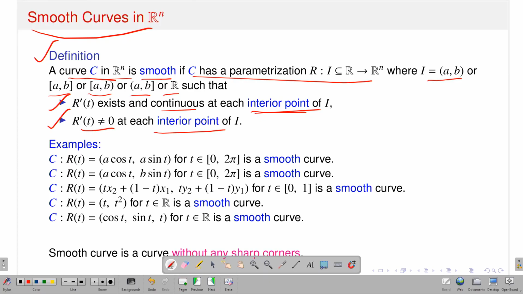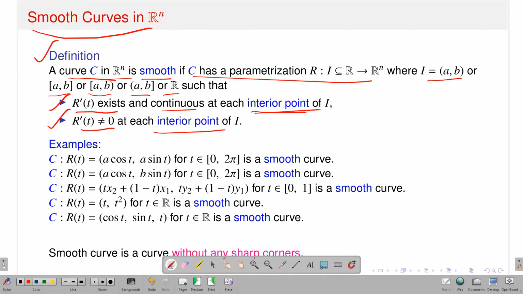Now, once I talk about a curve in Rn, it will have a parameterization. So, let the parameterization be capital R acting on some interval I, subset of R to Rn. So, that is the continuous function I want to talk about. Now, I say that this curve is smooth if capital R is differentiable, that means R prime of t exists, and not only that, the derivative also should be continuous at each interior point of I. Not only that, R prime of t, that means the derivative, should be non-zero at each interior point. Okay. If these two things happen, then I will say that the corresponding curve is a smooth curve.